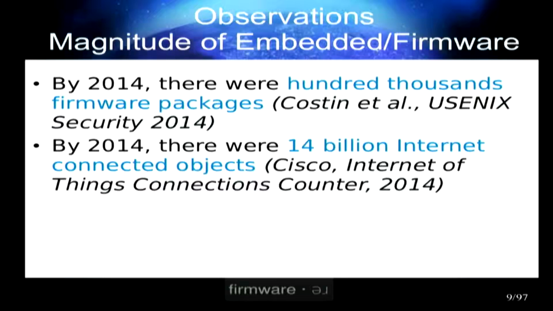Also in 2014, there were roughly, according to some predictions, 14 billion internet connected objects by Cisco's Internet of Things Connections Counter. There's a website and a blog where they periodically do this. They do this counting based on public infrastructure and private networks, because they have a big share in the networking equipment, so they can count and monitor these kinds of things. I'm not sure how exact this number is, and it's really hard to quantify, but you get the magnitude.